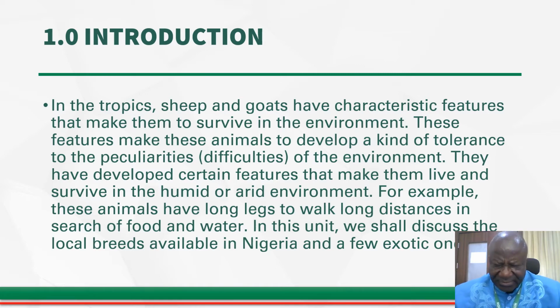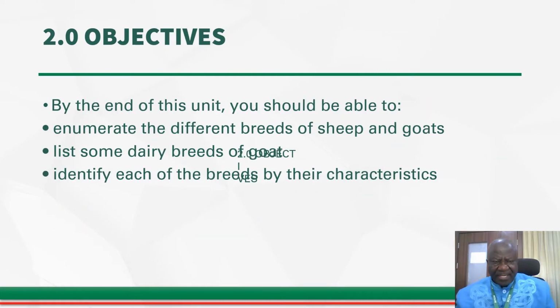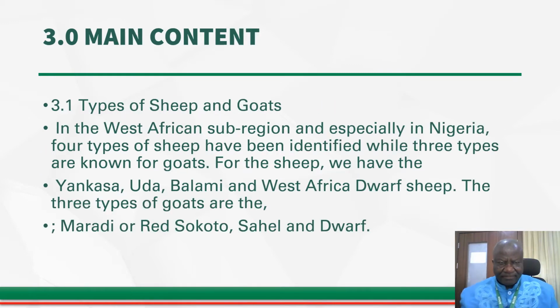In this unit, we shall discuss the local breeds available in Nigeria and a few exotic ones. By way of objectives, by the end of this unit, you should be able to enumerate the different breeds of sheep and goats, list some dairy breeds of goats, and identify each of the breeds by their characteristics. The main content: types of sheep and goats.